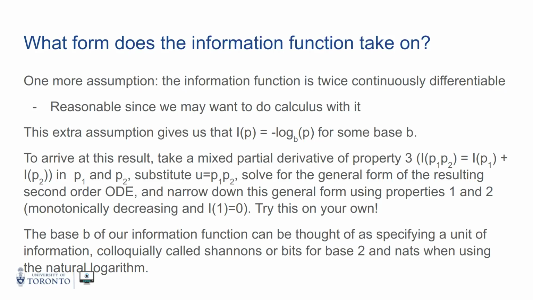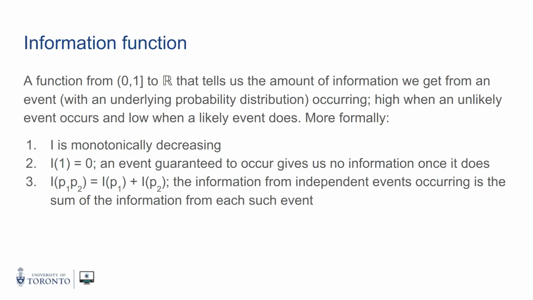It turns out with this, you can use this third property right here and take a mixed partial derivative, a partial derivative in P1 and P2 of both sides. You can make a substitution U equals P1 P2, and you get an ordinary differential equation just in terms of U that you can solve with your assumptions on the previous slide. Those of you who have taken a differential equations course may know this as an initial condition.